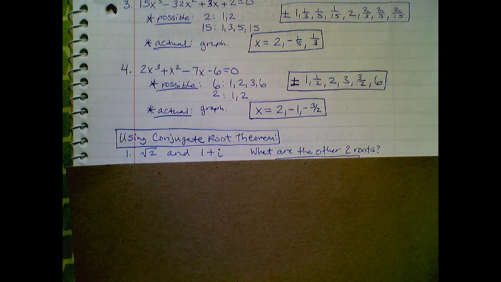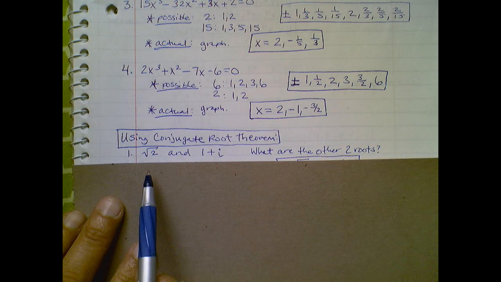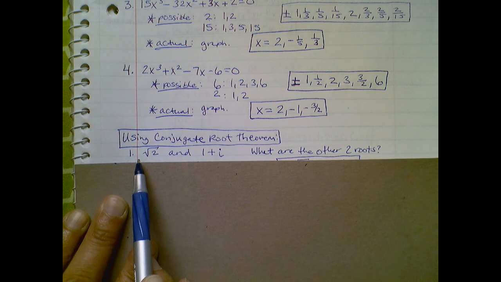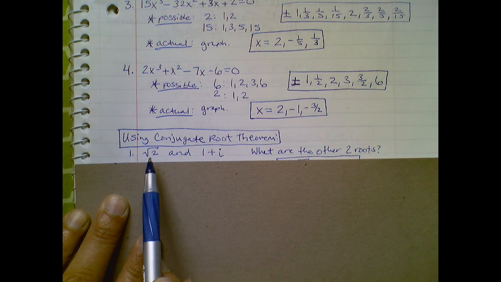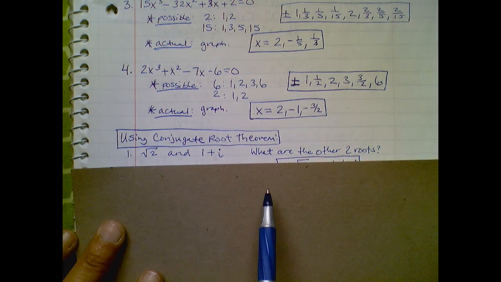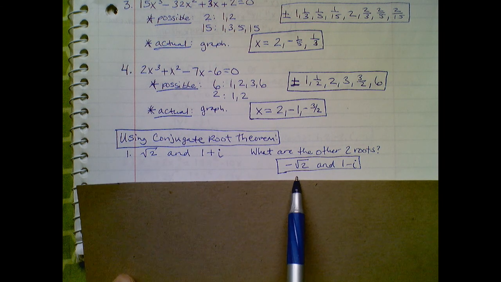So for this one, using that conjugate root theorem, it says that anytime there's a square root or an i, there should be a plus or minus sign in front of them. So this square root of 2 should have a plus or minus sign in front of it. Since we know positive square root of 2 is a solution, then the negative also has to be a solution. So negative square root of 2.